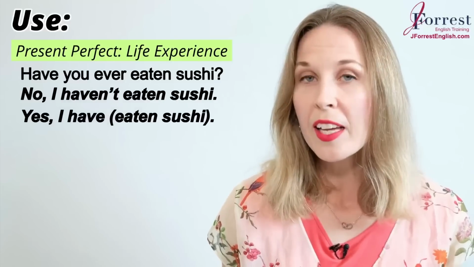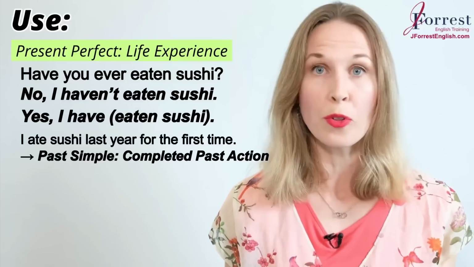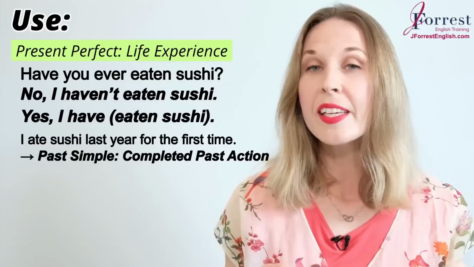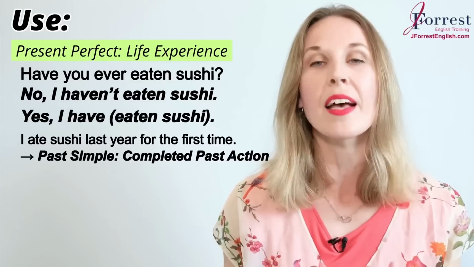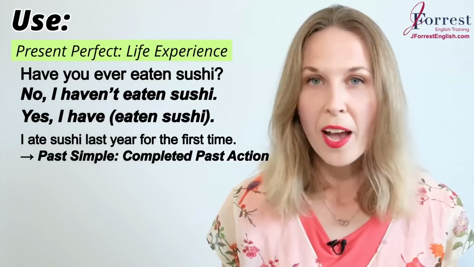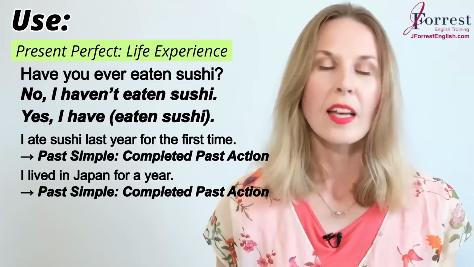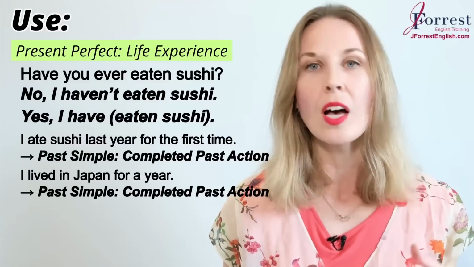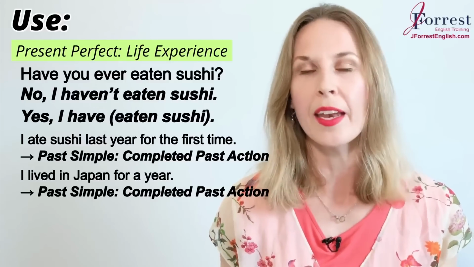You could add on and say, I ate it last year for the first time. This is the past simple because it's a completed past action. You could also add on, I lived in Japan for a year. Again, this is the past simple, a completed past action. You do not live in Japan now.